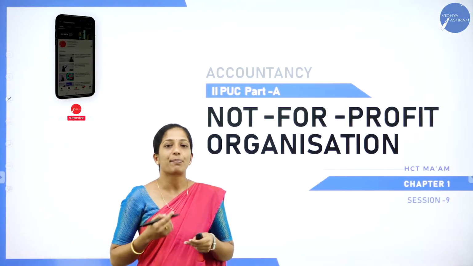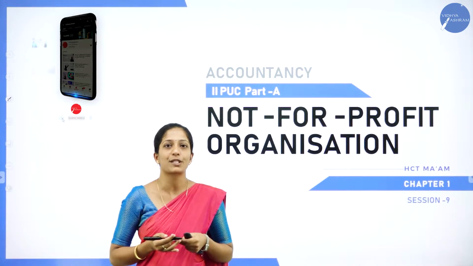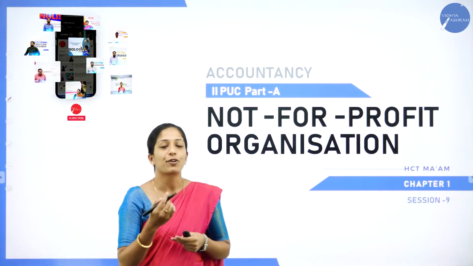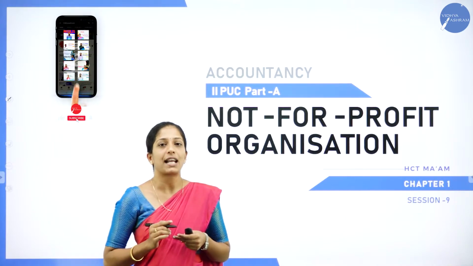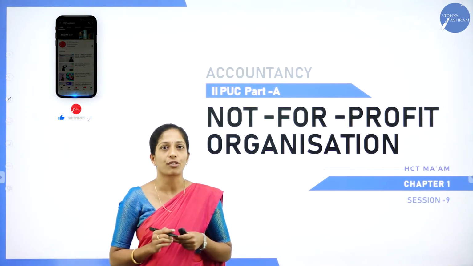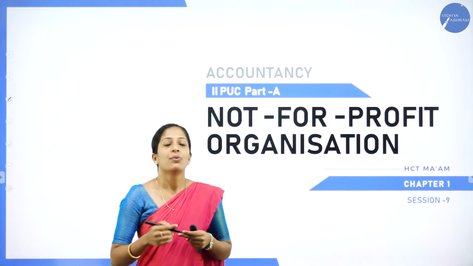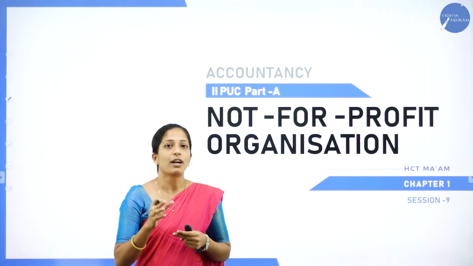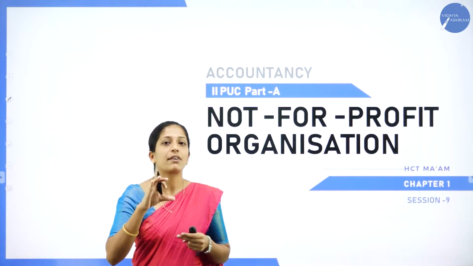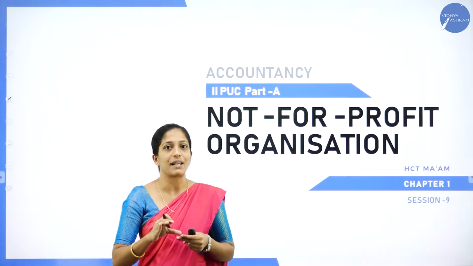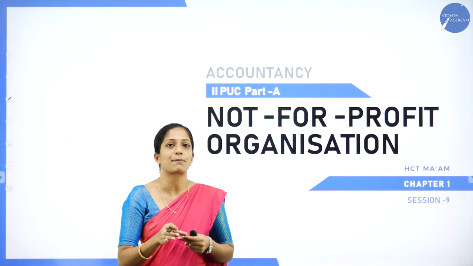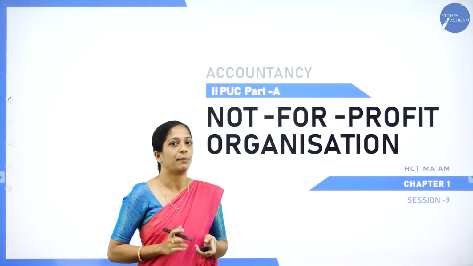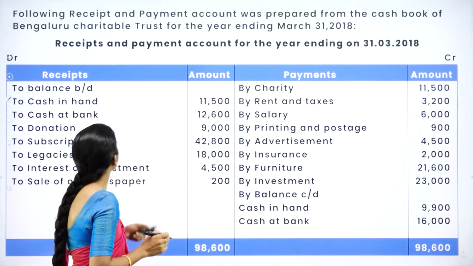My dear students, in a previous session we went through a 12 marks problem where they had not given the opening balance sheet. We had to prepare the opening balance sheet, income and expenditure account and closing balance sheet of the firm. In today's session, we shall go through a similar kind of problem where they will not give the opening balance sheet, they will just give the receipt and payment account and a few adjustments, and we have to prepare the income and expenditure account, opening balance sheet as well as closing balance sheet of the firm. Now go through the problem.